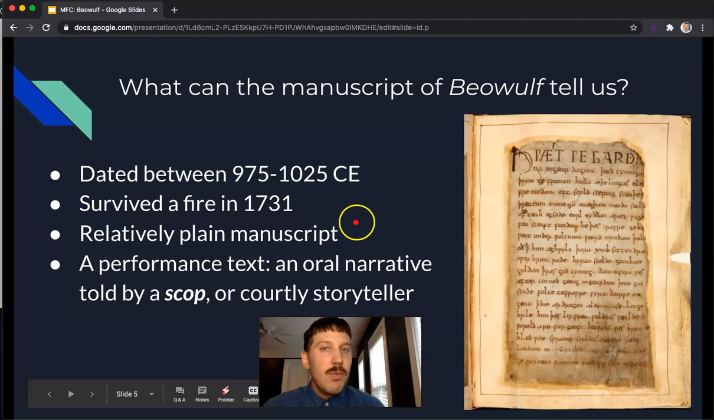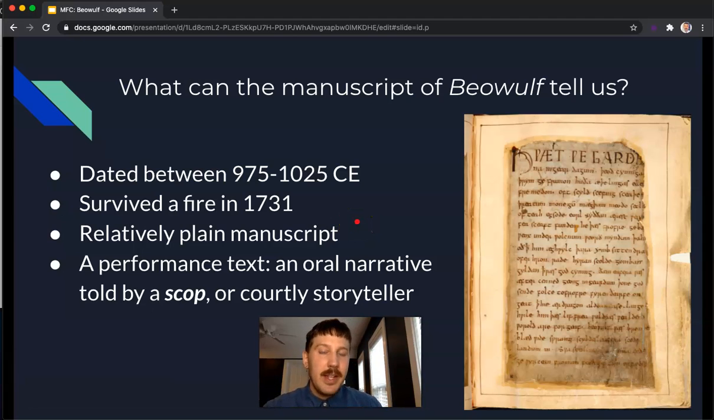You'll also notice that it's a relatively plain manuscript. In the weeks to come, we're going to see really ornate, gorgeous, colorful manuscripts with lots of illustrations. This is not one of them. It's very plain. But scholars believe that's not because they lack the technology to make it beautiful. In fact, it seems like the people who wrote this manuscript down kept it very plain on purpose because it was likely used as a performance text rather than a reading text.